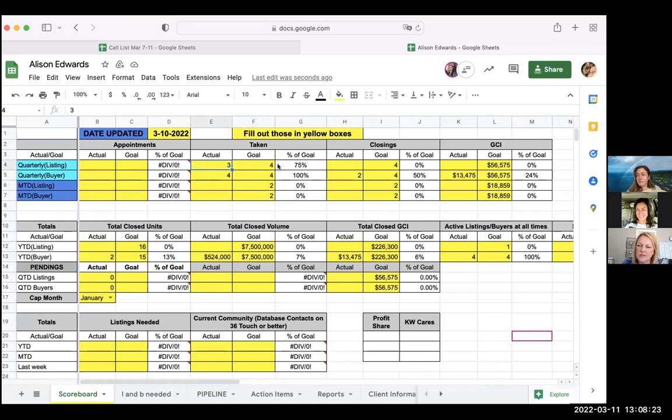But I won't hit them in this quarter. Well, that's not true. If you've already hit your taken buyer goal, and you get 1 more listing besides the one you're getting signed on Monday, then you would have filled that gap, right? But none of them are under contract. This is taken. Okay.